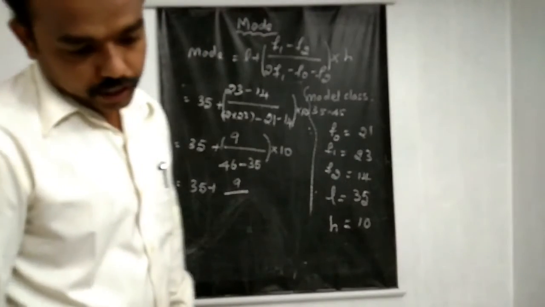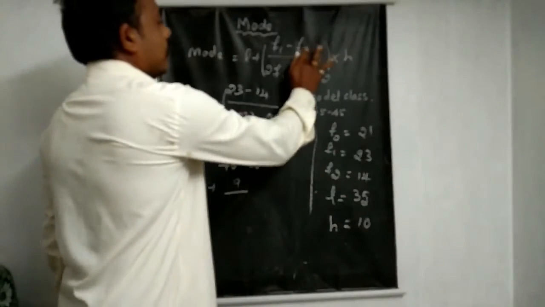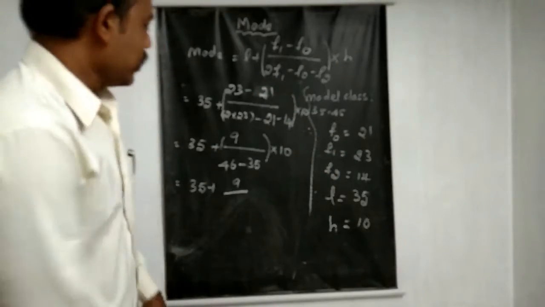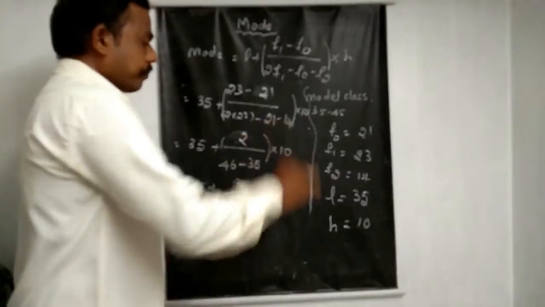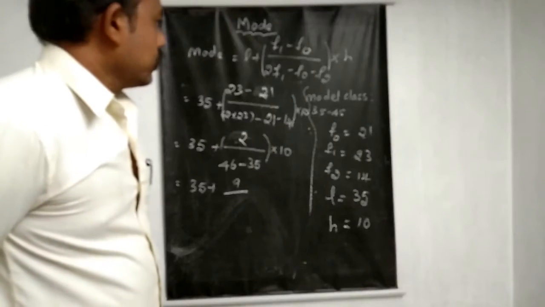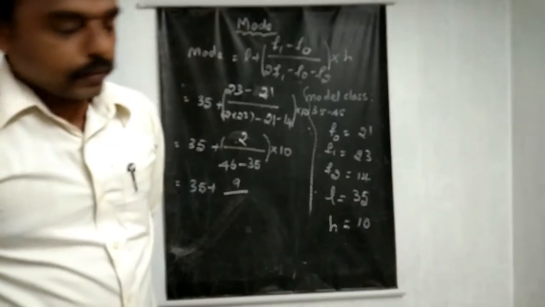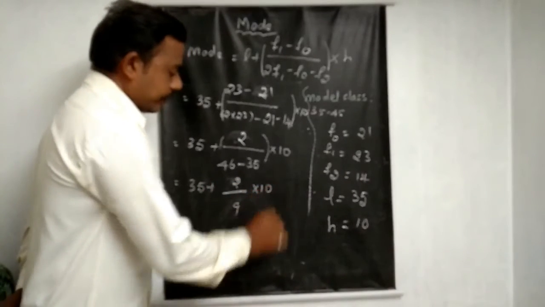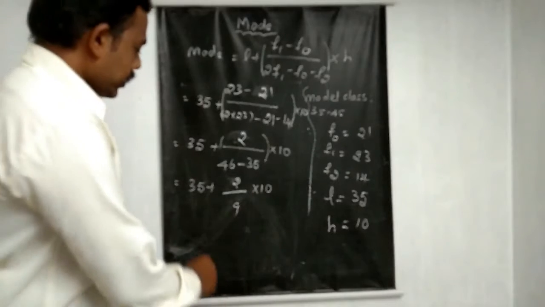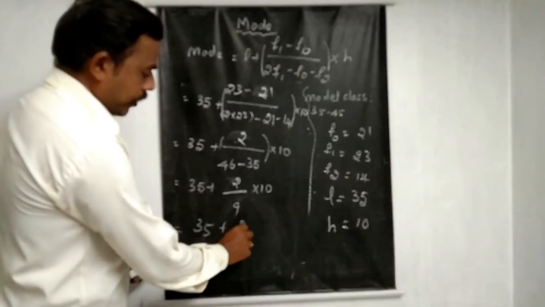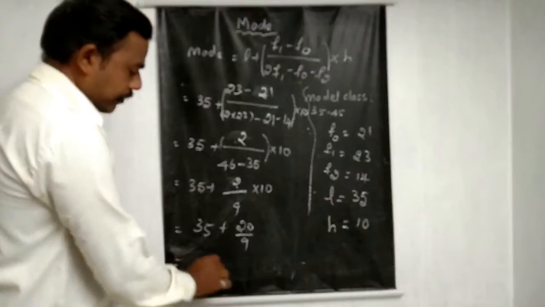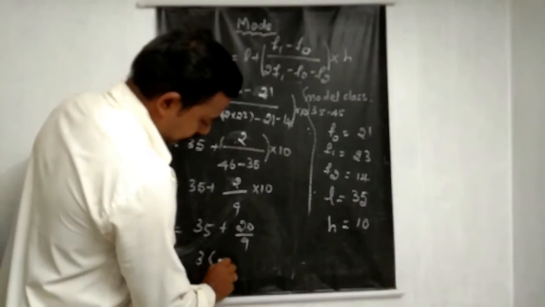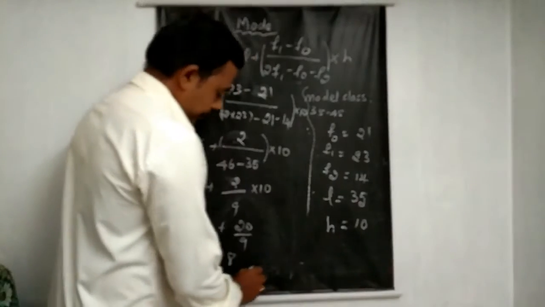The actual formula is F1 minus F0, I have written F2. So F1 minus F0 minus 21, no? So 23 minus 21, 2. Now 2F1 minus F0 minus F2. So for that, 9 into 3. So after doing this, 35 plus 20 divided by 9, just do the simplification and cancel this, we get the answer 36.8. So 36.8 is the mode.